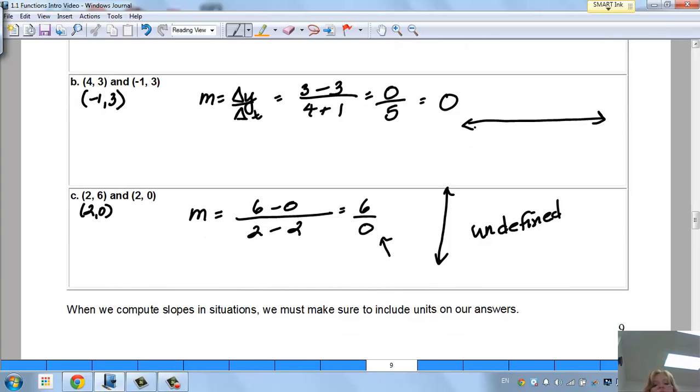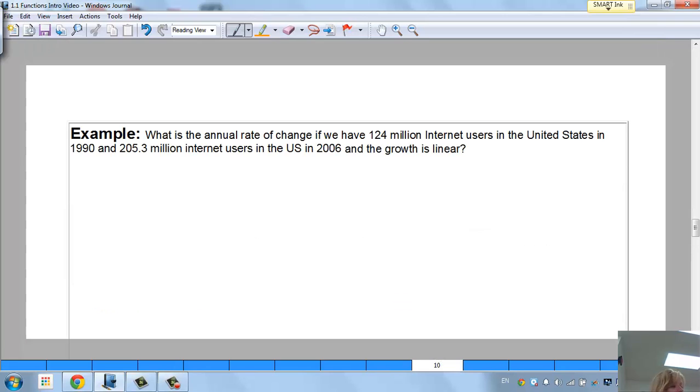When we compute slopes in situations, we must make sure to include units in our answer. So this, I just had you practice the math part of it. When we start doing word problems like this one right here, you're going to have to start putting units. So let's start reading this. It says, what is the annual rate of change if we have 124 million internet users in the United States in 1990 and then 205.3 million internet users in the US in 2006, and the growth is linear? They said annual rate of change. As soon as you see the words rate of change, I want you to think slope. So I've got to do slope.